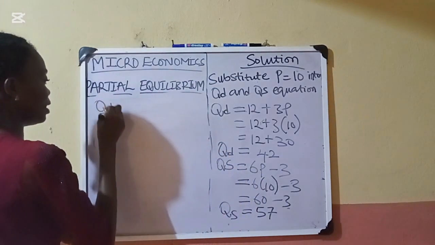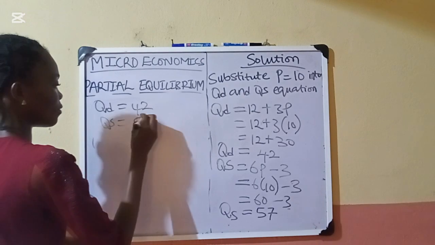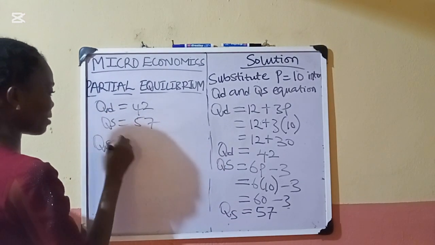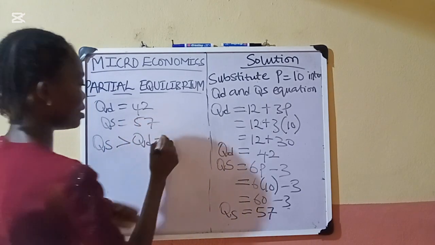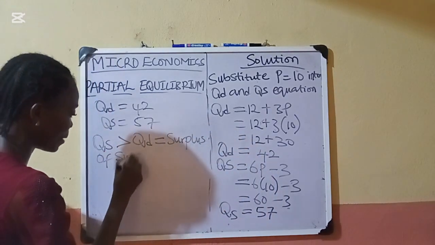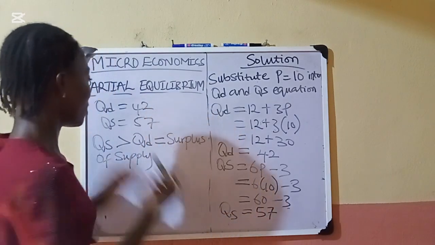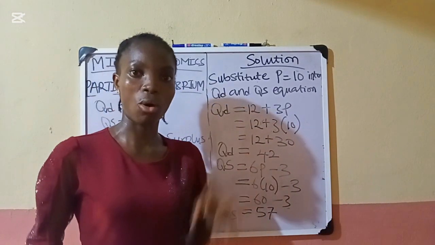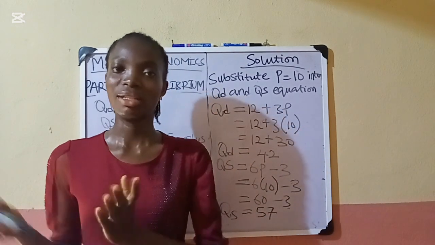Our quantity demanded, we got 42, and our quantity supply, we got 57. Looking at this, our quantity supply is greater than our quantity demanded, which means that there is surplus of supply, or you can call it excess supply. This is because 57 is greater than 42. Remember, excess supply or surplus supply means that the quantity supply is greater than the quantity demanded.